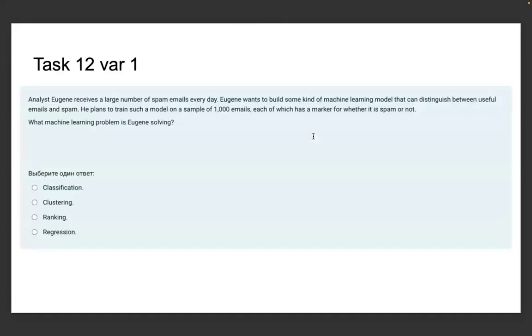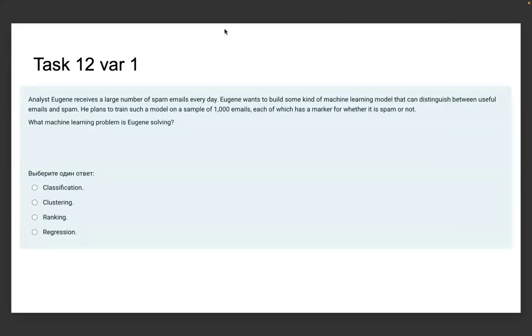So let's start. In the first variant, an analyst receives a large number of spam emails every day. They want to build some kind of machine learning model that can distinguish between useful emails and spam. So we have two types. The first type is email and the second type is spam. Maybe somebody has some ideas what type this machine learning model is?